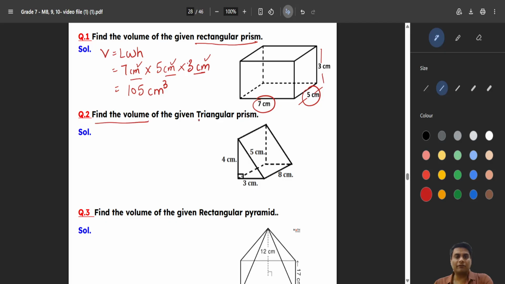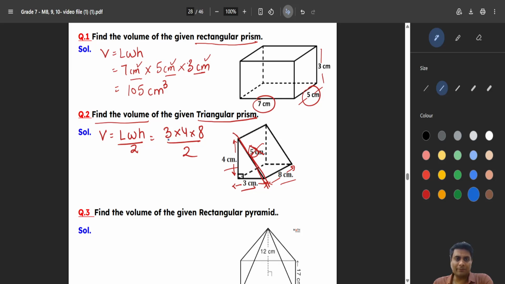Next question. Find the volume of the triangular prism. The volume of a triangular prism is length times width times height divided by 2. What is the length, width, height here? Check. Here the length, here this is the width, and here this is the height. We do not need the 5. 5 is this one, correct? And this line is not giving me any dimension, so we do not need the 5. Don't be confused. So we only need the 3, 4 and 8. So 3 times 4 times 8 divided by 2.